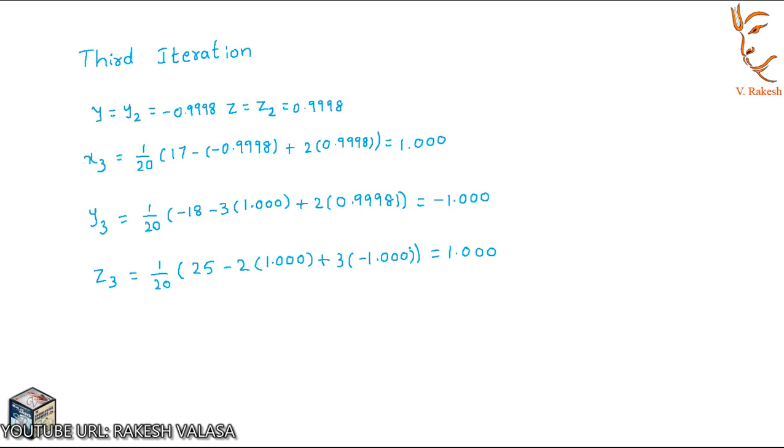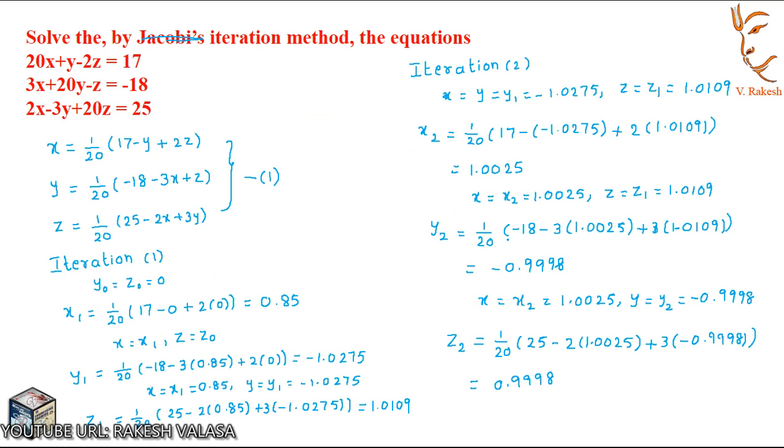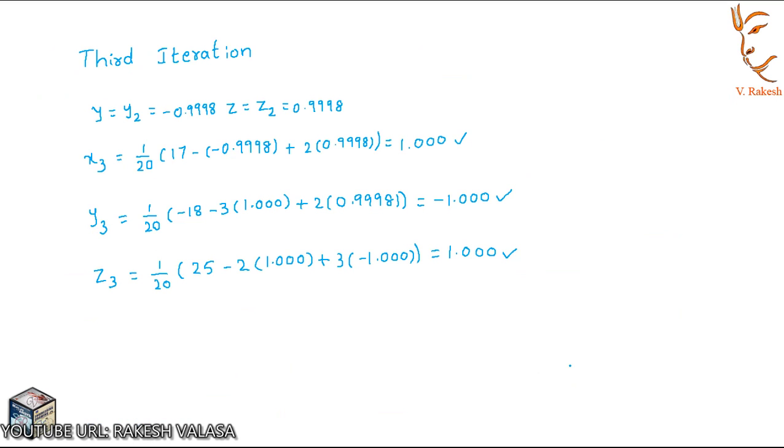Let us see that the iteration 2 and iteration 3 values are practically the same. Here x3 equal to 1, y3 equal to minus 1, z3 equal to 1. In the previous iteration, the x2 value is 1.0025, y2 is minus 0.998, z2 is 0.998, approximately equal. So we can stop the iteration here. Hence, the solution of the given equations is x equal to 1.000, y equal to minus 1.000, z equal to 1.000. This is the answer for the given set of equations.